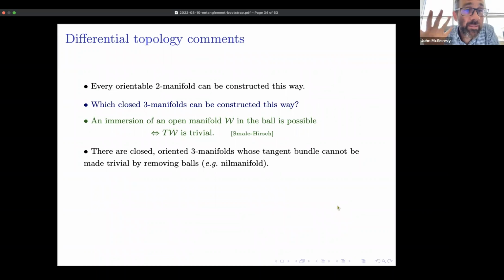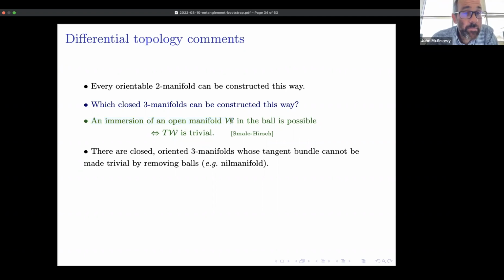Which manifolds can we make this way? As I said, every orientable 2-dimensional manifold can be made this way, including with boundaries. But which closed 3-manifolds can we make this way? The existence of an immersion of some open manifold into the ball of the same dimension is possible if and only if the tangent bundle of that open manifold, this thing I've been calling W, is a trivial bundle.